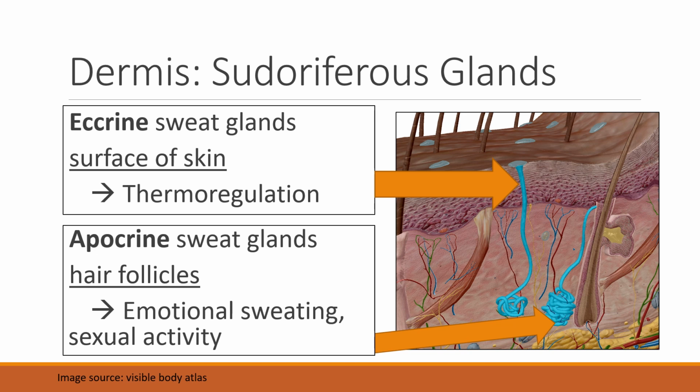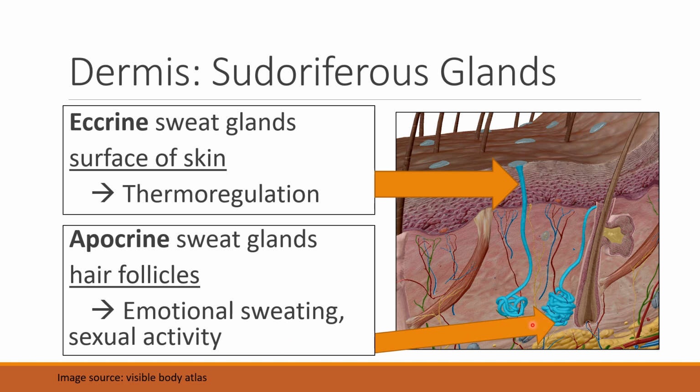Here's an image from Visible Body. You see here on this top arrow that it's pointing to a coiled gland that empties out into the surface of the skin. You can see some of these other pores out here as well on the surface of the skin. That's the thermoregulation of the eccrine sweat glands. So perspiration will come out, wind will come by, and the water will evaporate off, and it cools you down.